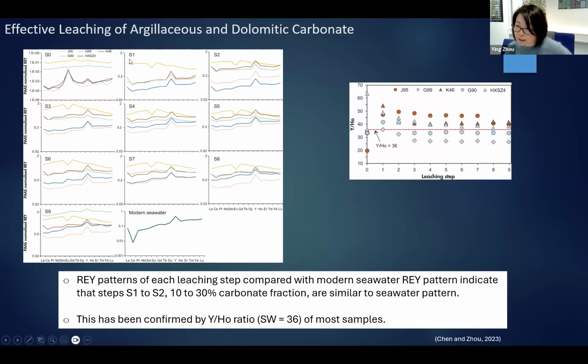And the sample which is slightly different has a very high rubidium content and a very low carbonate content. Okay, here again, this has been confirmed with the yttrium holmium ratio, which for modern seawater is 36. Of most samples, in the first 2 steps, most of the samples are over this threshold.